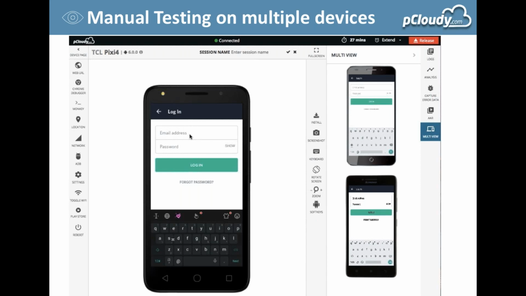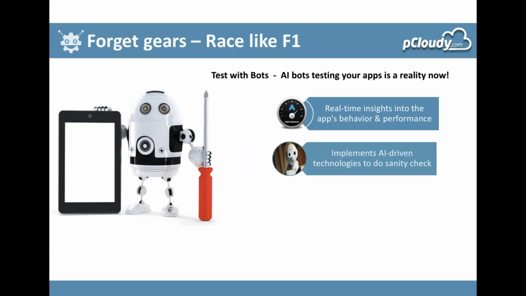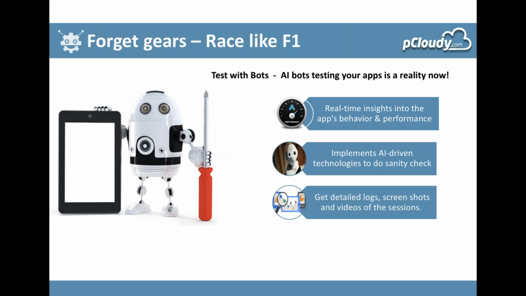So we have the bots which can give you real-time insights into the app's behavior and performance. The bots are using AI-driven technology to run test cases on your application, and it captures all possible data while the test cases are executed, which you can use to analyze the results further. So this is how it works.